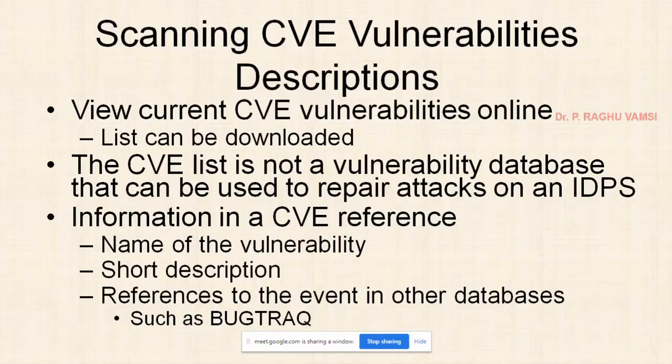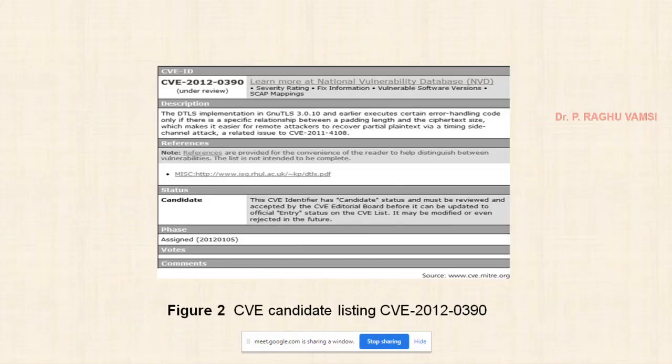Now I'm going to discuss how to distinguish, first of all, what is genuine traffic and what is abnormal traffic. This is Figure 2, CVE candidate listing CVE-2012-0390. This is the vulnerability number which was listed in 2012. Here is the description, a clear-cut description, along with supporting references. This is required for our intrusion detection and prevention system to maintain the signature database.